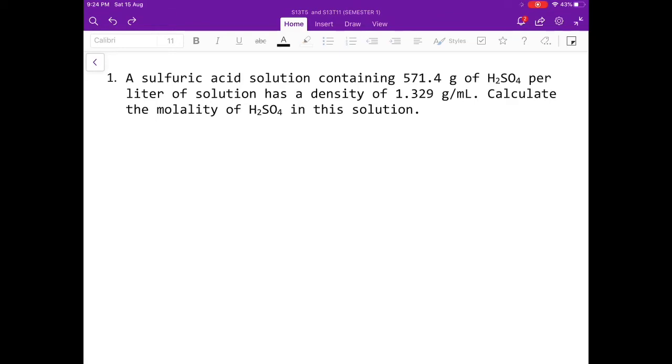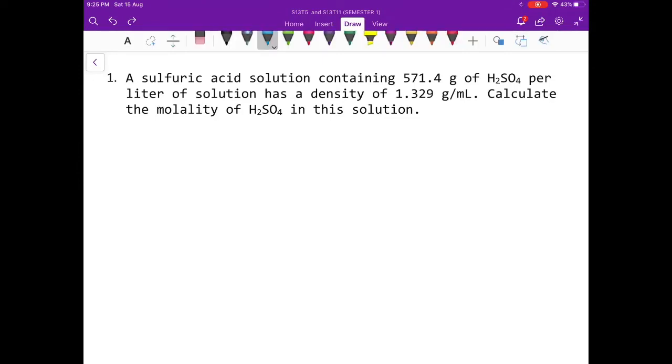So we will continue to discuss our tutorial questions, and this is question number 2. So let's read the question together. A sulfuric acid solution containing 571.4 gram of sulfuric acid per liter of solution has a density of 1.329 gram per ml. Calculate the molality of sulfuric acid in this solution. So based on the question, the keyword is you have to find the molality of sulfuric acid.